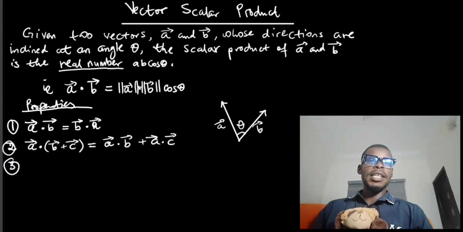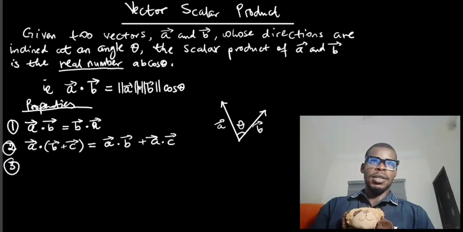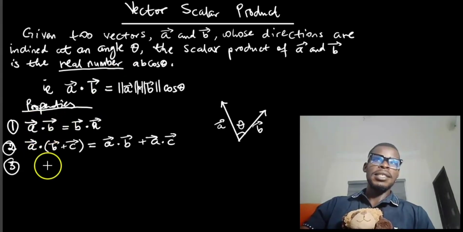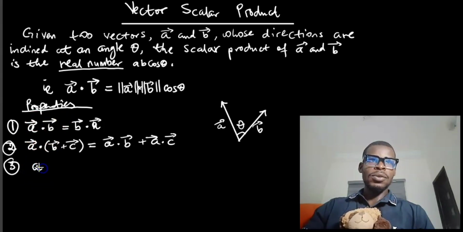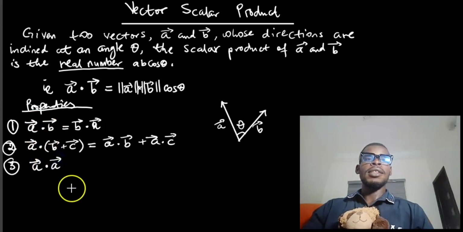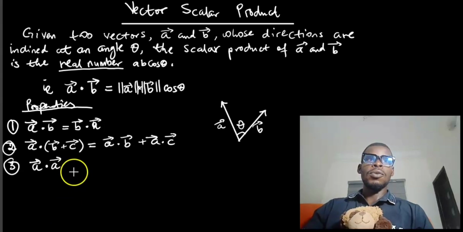Okay, so for the next property, I'm going to think about something. What if A and B are the same vectors? Let's say, what if vector B is the same thing as vector A? In that case, we'll have vector A dot itself. So if you have the dot product of a vector with itself, what would this become?